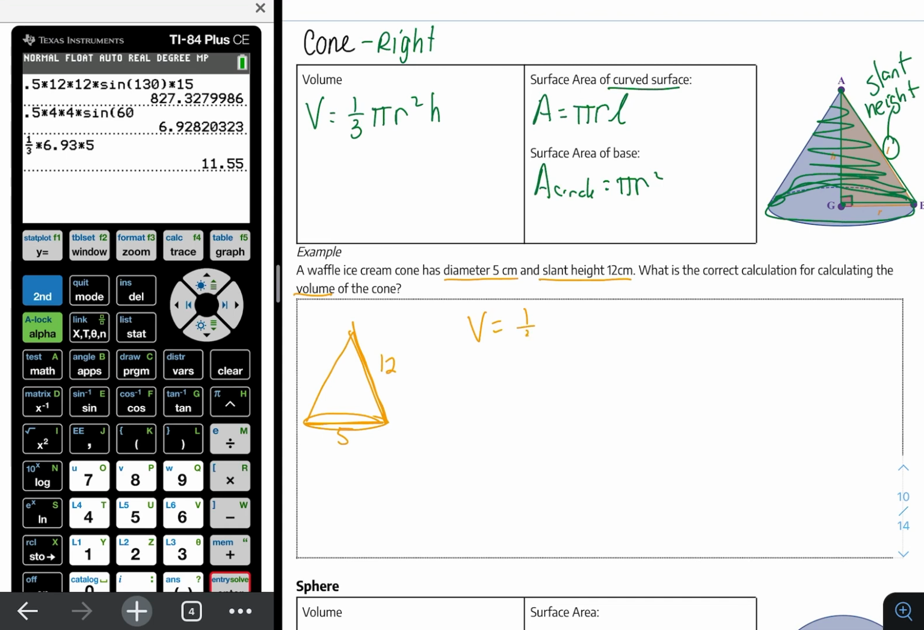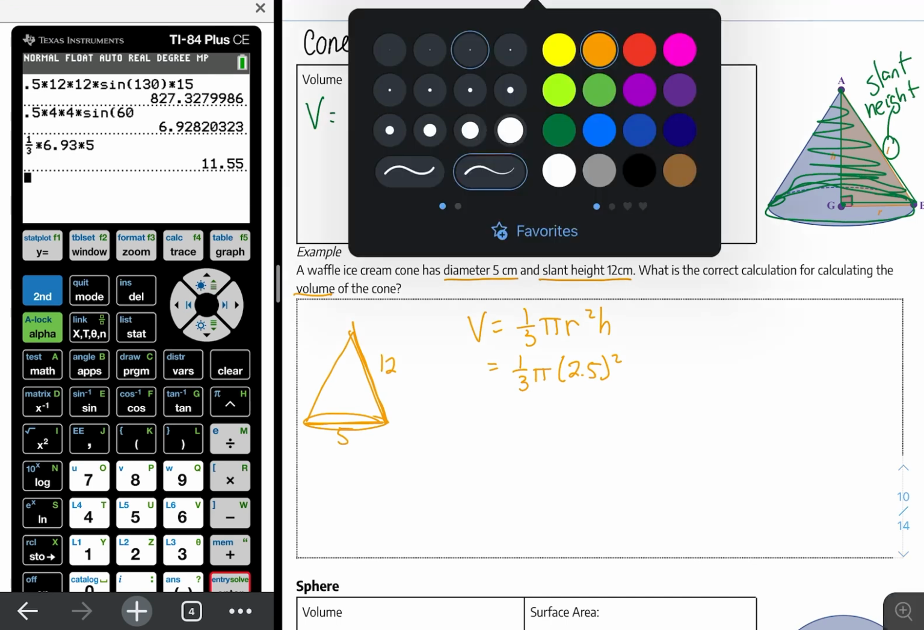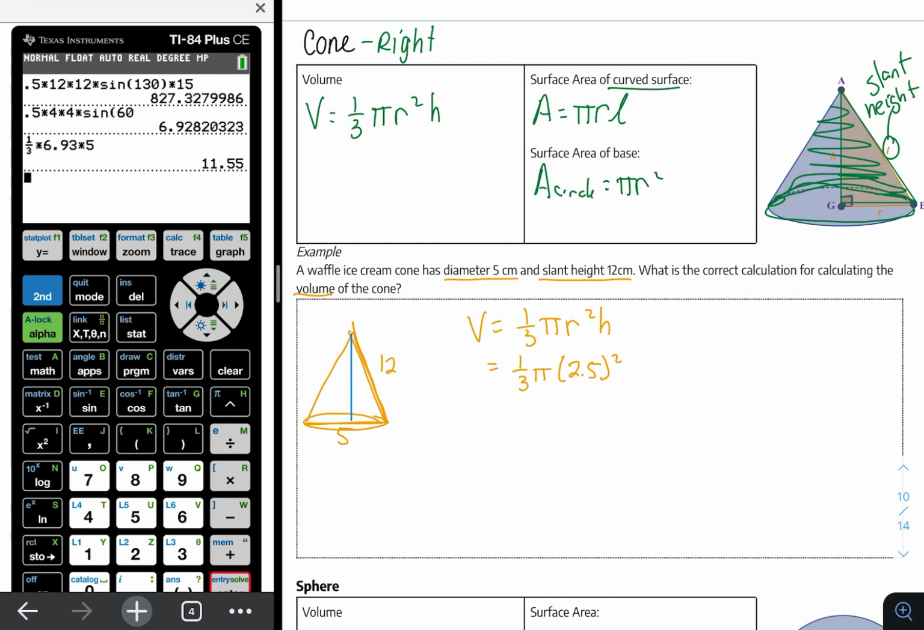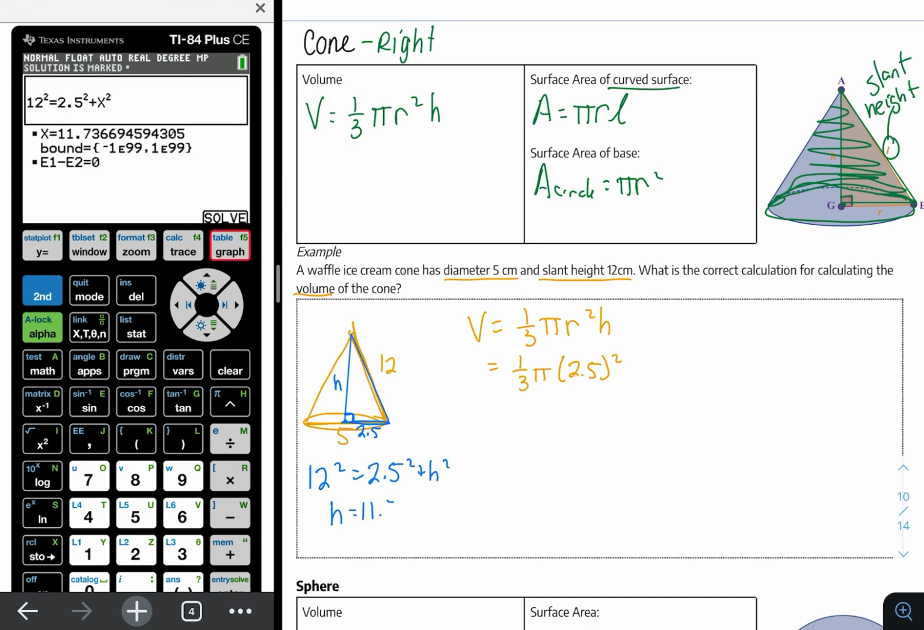So we're looking for 1/3 pi r squared times height. So we know the radius is half of the diameter. So my radius is going to be 2.5. But in order to find what the height is, which is this measurement right here, creating a right angle with our radius, we need to use our triangles. So we now have a right angle triangle where one side is 2.5, the hypotenuse is 12, and we're looking for our third side. So I can use Pythagorean theorem here to find out what the height of the triangle is. And we get that the height is 11.7.